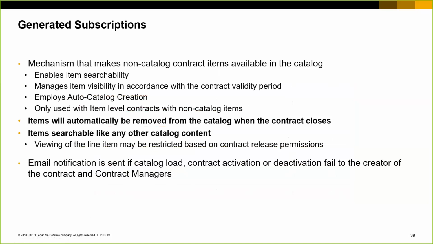Generating the subscription, that's the piece that puts it over into the catalog area, so we can then search for the items, manage their visibility, and use the auto catalog creation. It's nice also that those items get automatically removed from the catalog when the contract closes, and they're just searchable like any other catalog content.